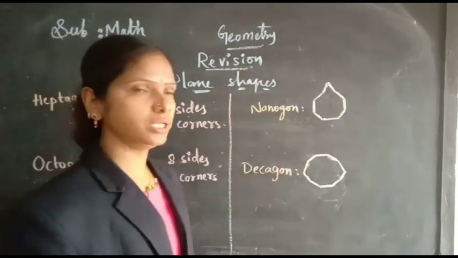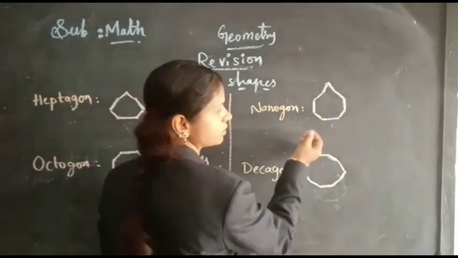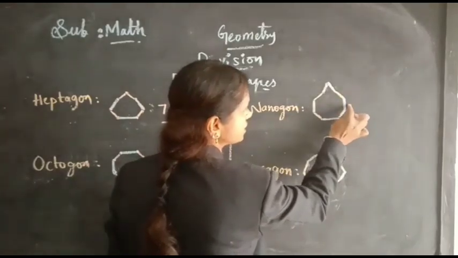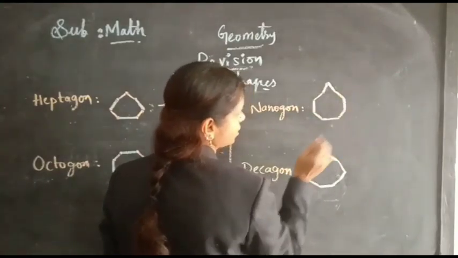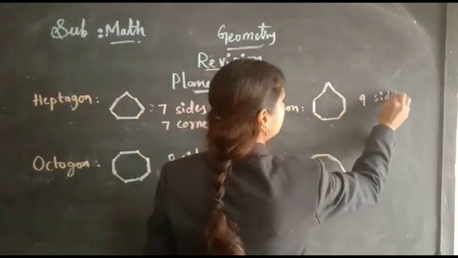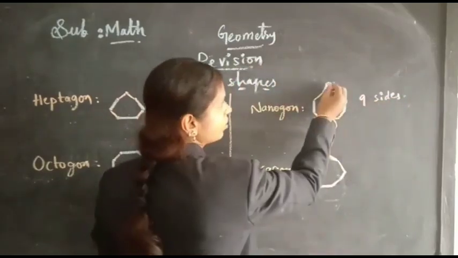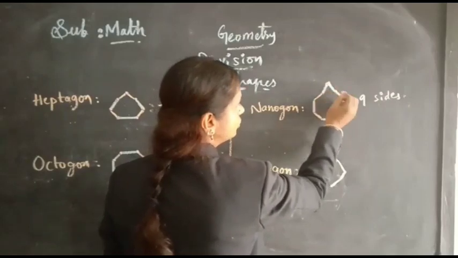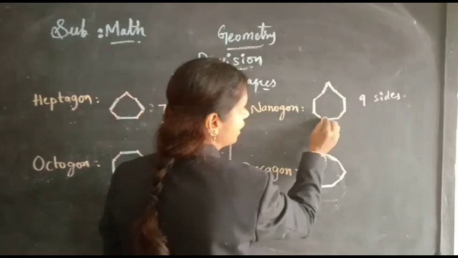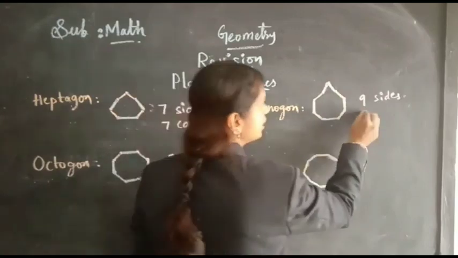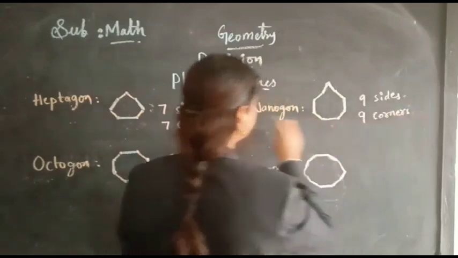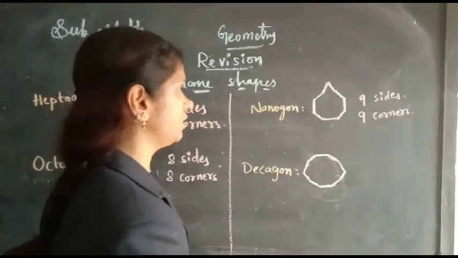Coming to the nonagon here. Let's count the sides here. 1, 2, 3, 4, 5, 6, 7, 8, 9. So nonagon has 9 sides and corners. It has 9 corners. So nonagon has 9 sides and 9 corners.